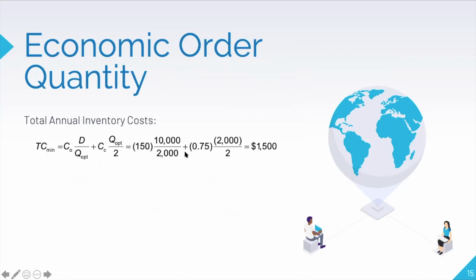Plus total carrying cost is carrying cost times the average EOQ. So 0.75 times 2,000 divided by 2. If we add that, that's 150 times 5, that's 750, plus 0.75 times 1,000, that's 750. Your total annual cost is 1,500. And take note, that total annual inventory cost is the minimal inventory cost.